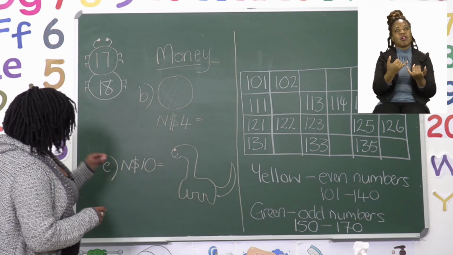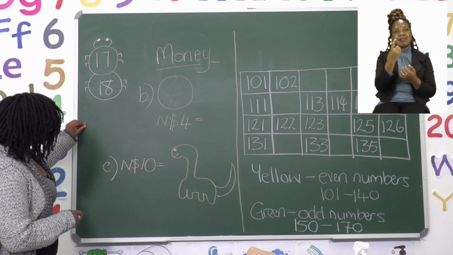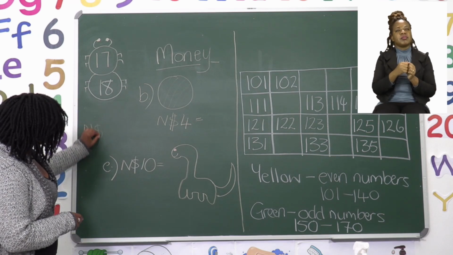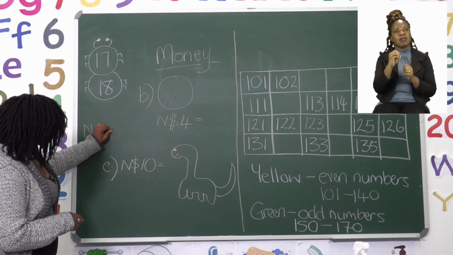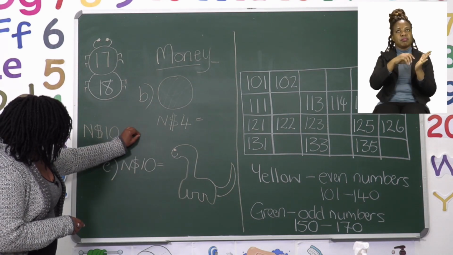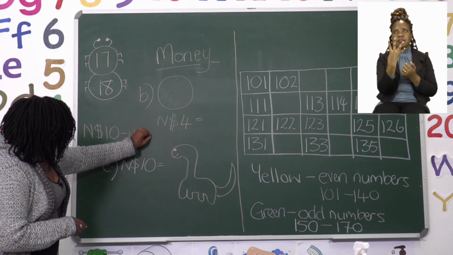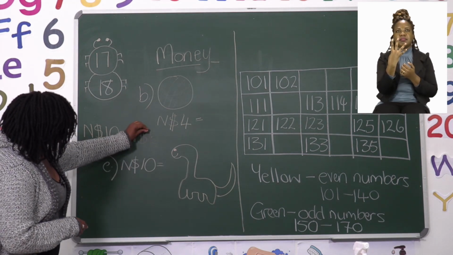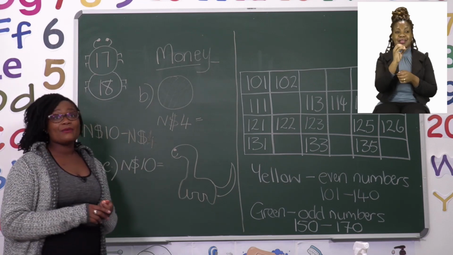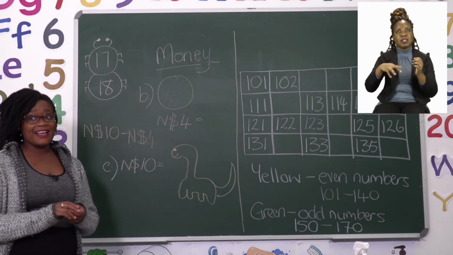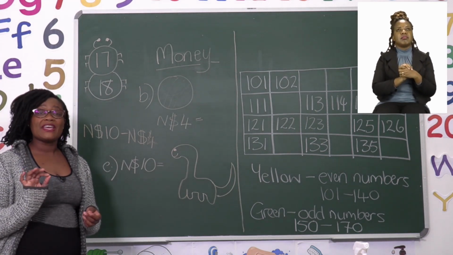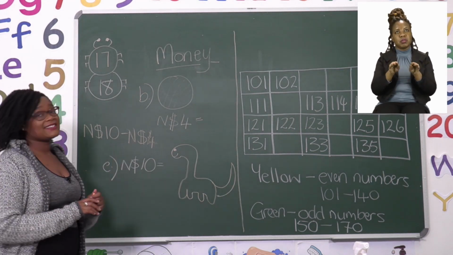In this case, you will now be saying 10 Namibian dollars minus 4 Namibian dollars. Now I want you to work that out by yourselves, okay? And please make sure that when you get your answer, you put the dollar sign.